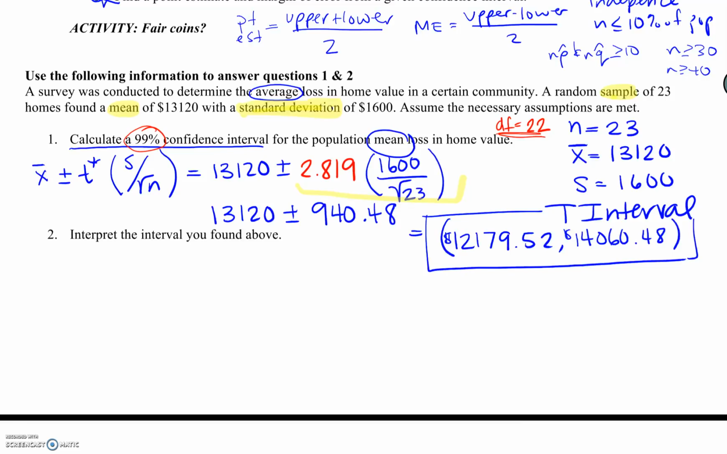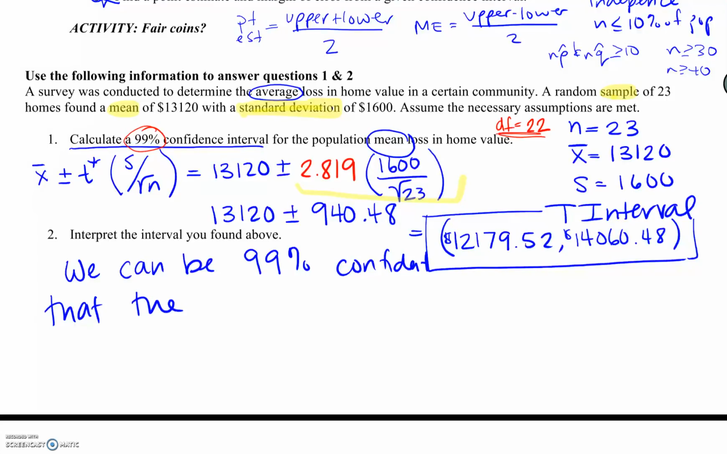Interpreting the interval, that's just the sentence we learned before. We can be, or we are, doesn't matter which, 99% confident that, and here's where you get to cheat a little bit, I had to have told you what we're talking about: the population mean loss in home value.